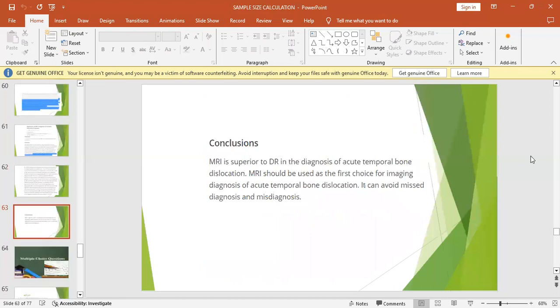The conclusion is that MRI is superior to diagnostic radiology in the diagnosis of acute patellar dislocation. MRI should be used as first choice for imaging diagnosis of acute patellar dislocation. It can avoid misdiagnosis and missed diagnosis.